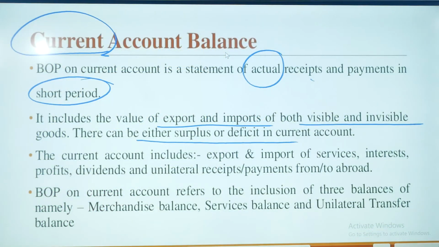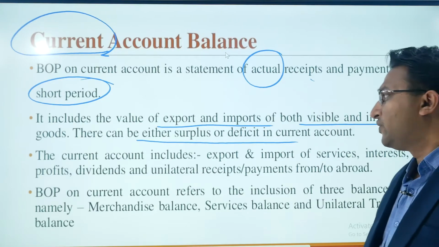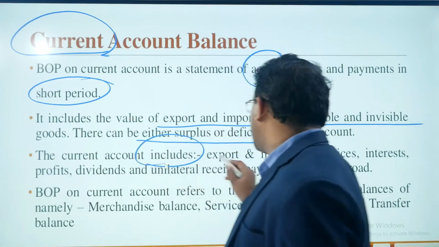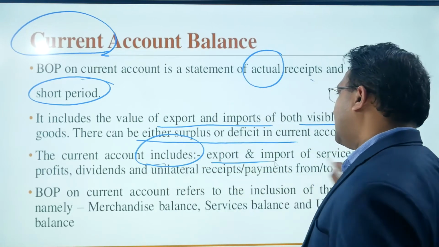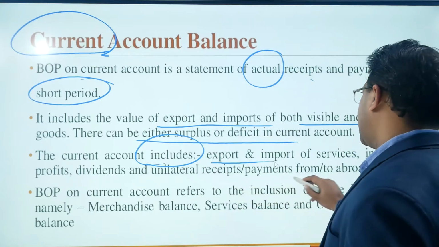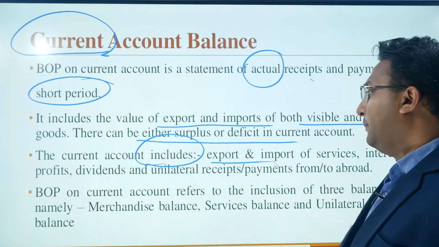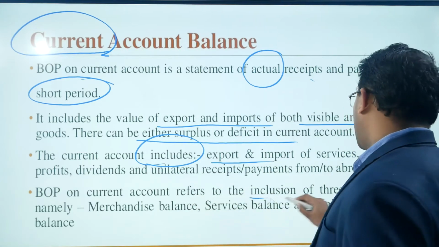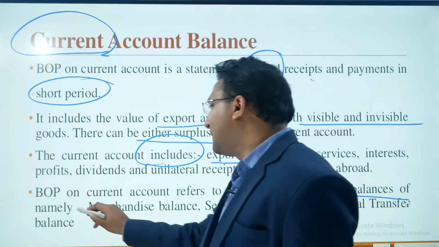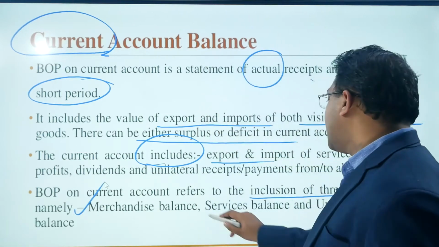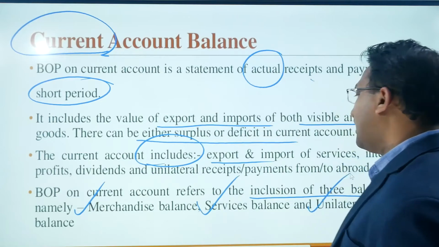So it includes the value of export and import of both visible and invisible goods. There can be either surplus or deficit in the current account. The current account includes export and import of services, interest, profit, dividend, unilateral receipts, and payment from tours abroad. BOP on current account refers to the inclusion of three balances: the merchandise balance or balance of trade, services balance and unilateral transfer balance.